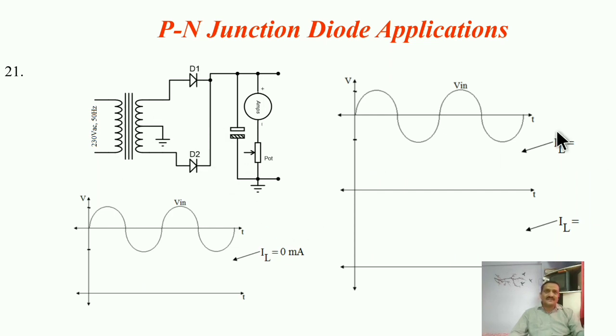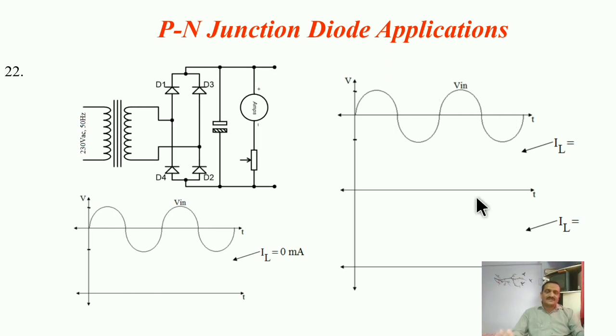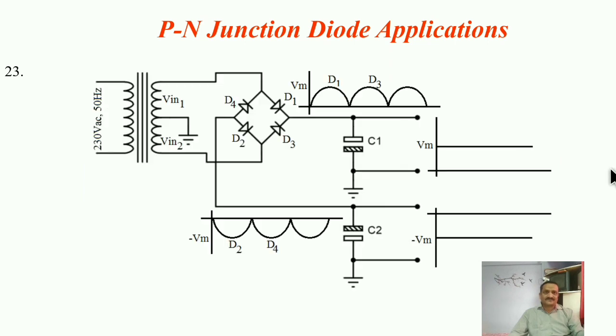Same thing for the full wave rectifier. Again, IL equal to 0, then IL small and IL somewhat high. Just imagine what nature of output you will have. But as compared to the previous one, as it is a full wave rectifier, the ripple content of this full wave rectifier will be somewhat less, but it is still there, and that's why we have to call it unregulated. Again, the same full wave rectifier using a bridge without center tap. Again, the same thing you can observe.